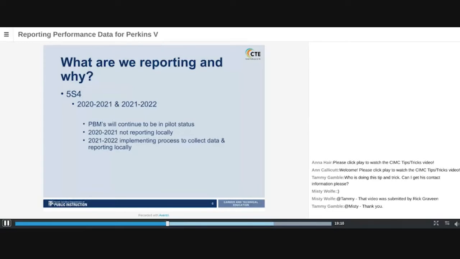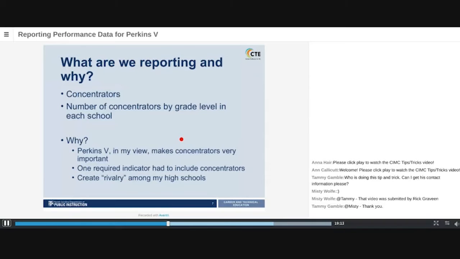All right. So with PBMs, that's kind of how I'm going to do it. The next thing that I'm going to be reporting is going to be a little different, and this kind of works into Perkins 5. I'm going to be giving principals, stakeholders, and superintendents the number of concentrators by grade level in each school. My thought process behind this was that at the first meeting I went to, as we started talking about Perkins 5, the very first thing that was talked about was the definition of a concentrator and how it had changed.